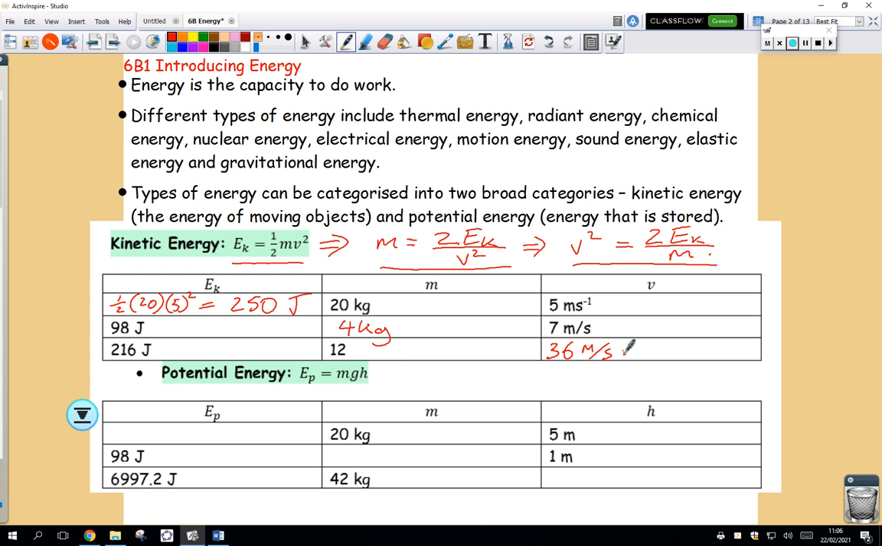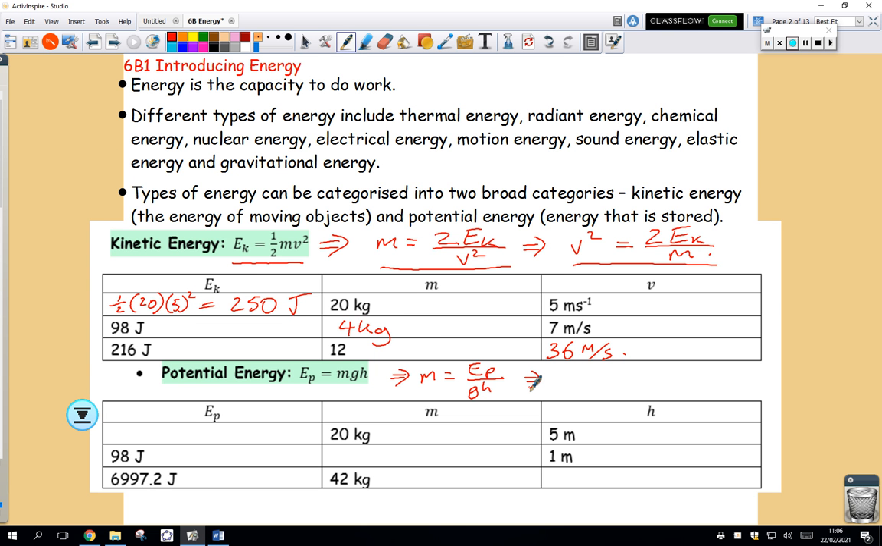Okay, same with potential energy. I can make the mass the subject of the formula. The mass is going to be the potential energy divided by G times H. Remember, G is just a constant. On the ordinary level course, we take it to be about 10. On the higher level course, we take it to be about 9.8.